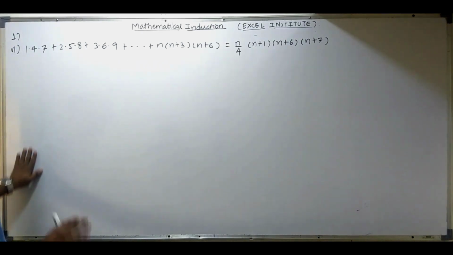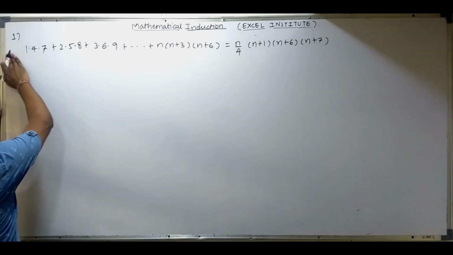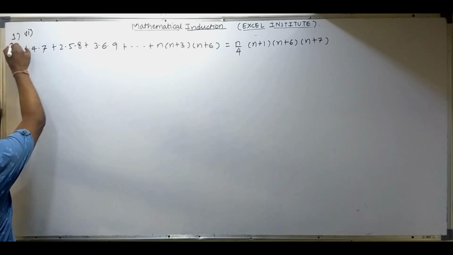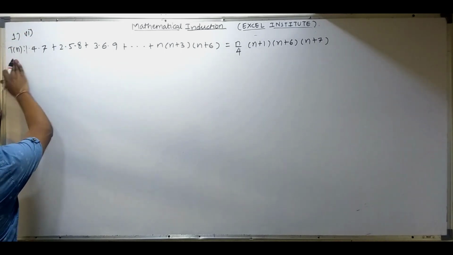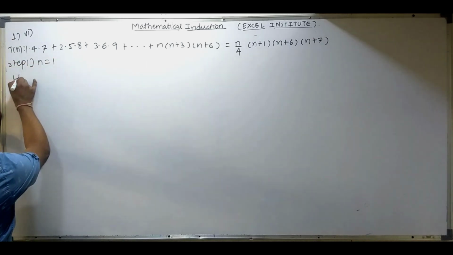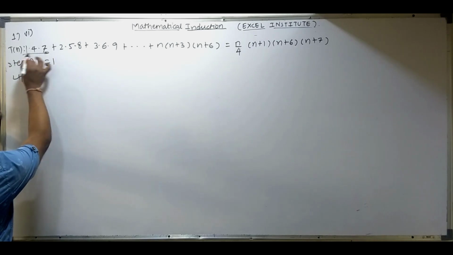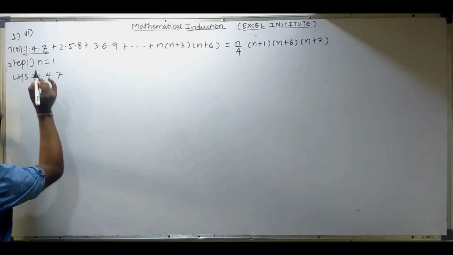It follows 3 steps. Always write the given statement as T of n. So here, let's say this is T of n. Step 1: n equal to 1. N equal to 1 represents the first term, beta. The first term is 1 into 4 into 7, that is 7 fours are 28.